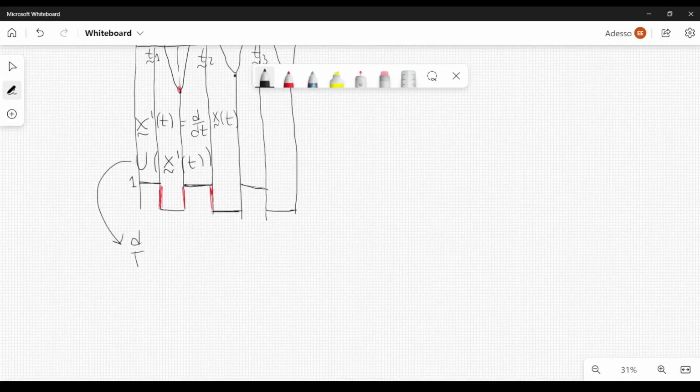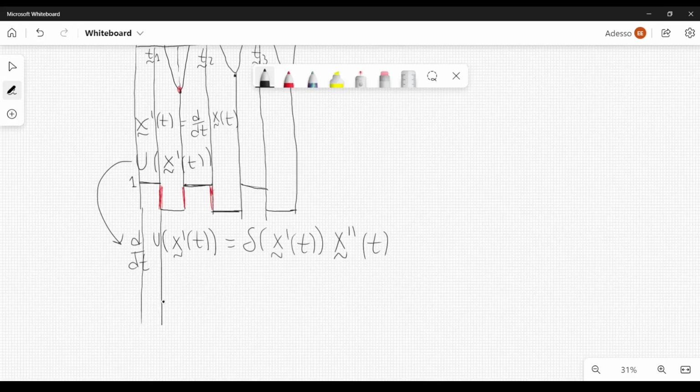So if we take the derivative of the step function u of x prime of t, what we get is the Dirac delta of x prime of t, and then we have to take the derivative of the argument, which is x double prime of t, like this. So it means that this function behaves like this. It will have a negative Dirac delta at this point, which is t1.